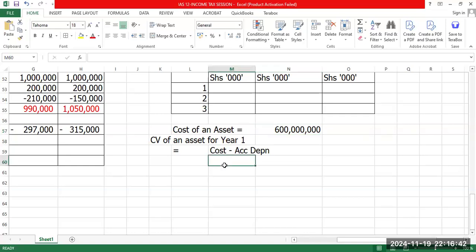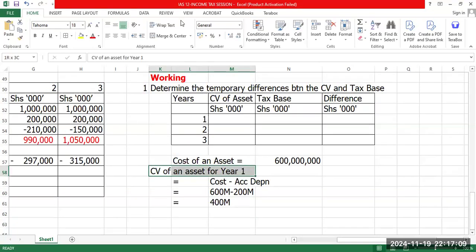So we are getting this figure, 600 million minus 200 million. How much do you get? Is it 400? 400 M. So that is my carrying value of an asset for year one. I record it here. I'm keeping 3 zeros, so I'm going to write 400,000 here.